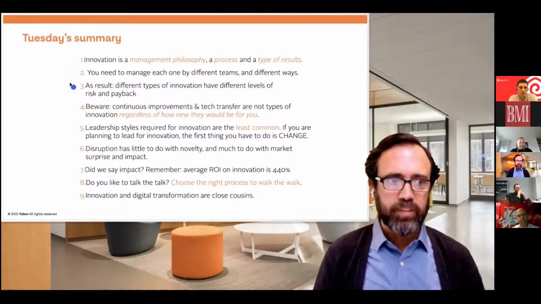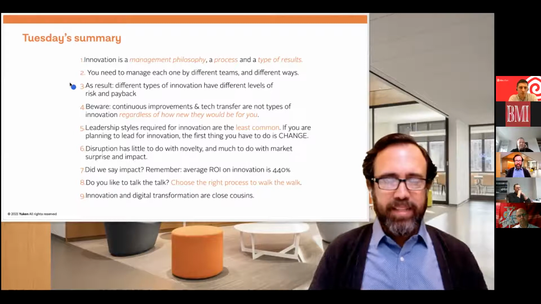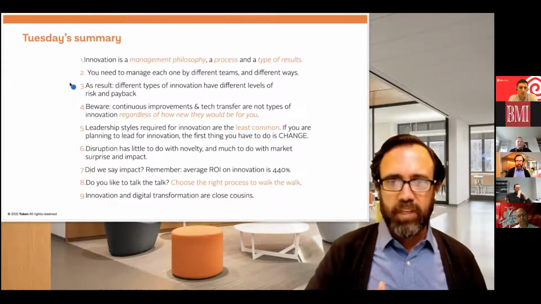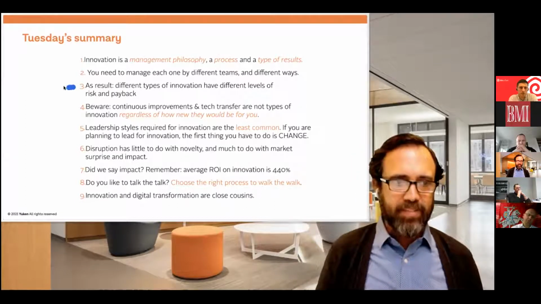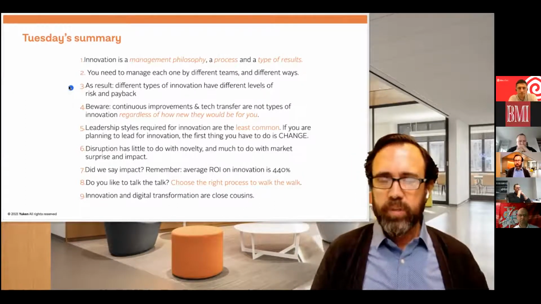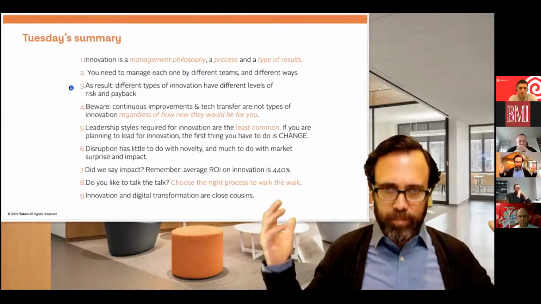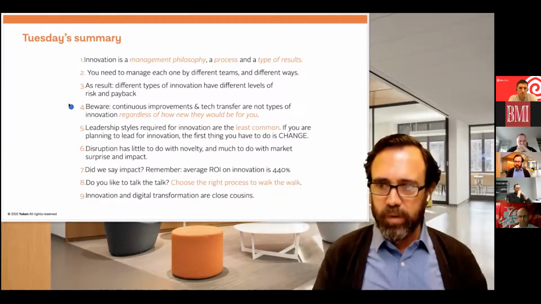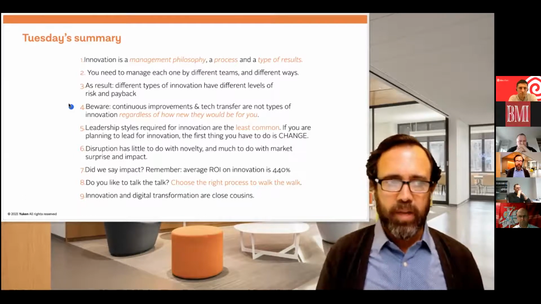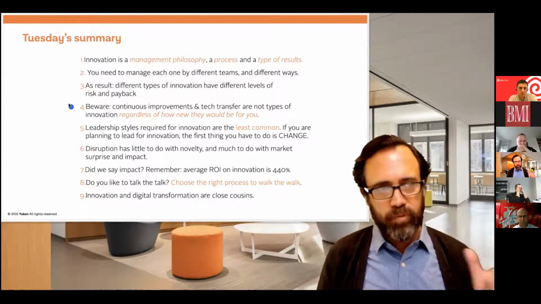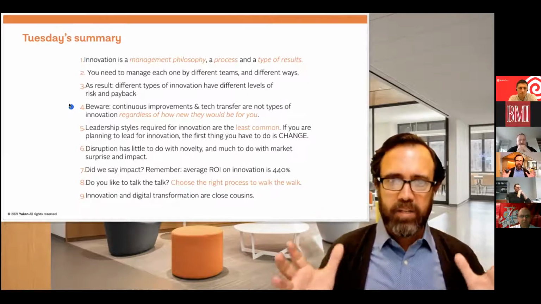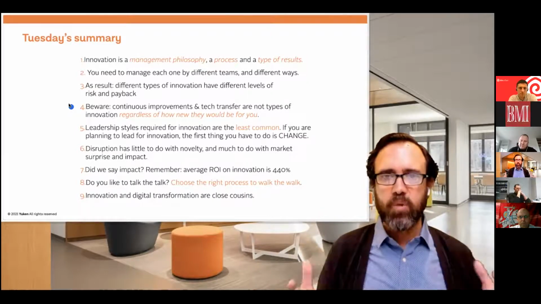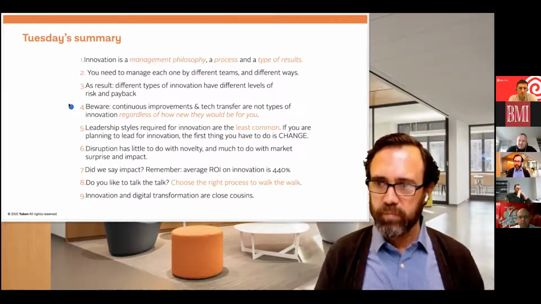As a result of this, these different types of innovation have different levels of risk and different levels of payback. And it's very good to know the levels of payback so we know how much money, time and effort to put into them. Also, we spoke on Tuesday that continuous improvement and tech transfer are not types of innovation, regardless of how new they are for our organization.